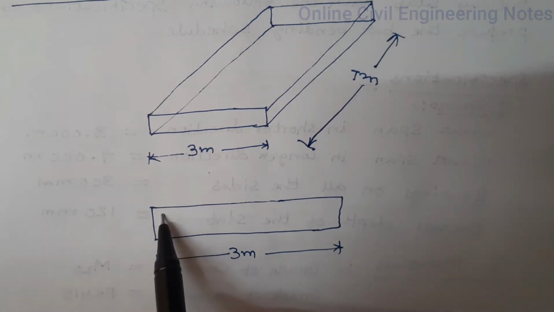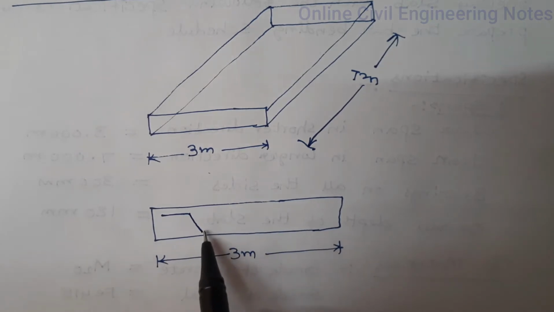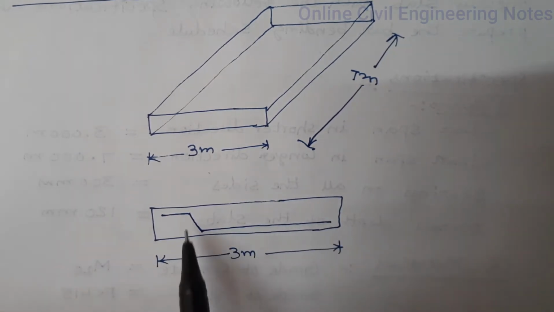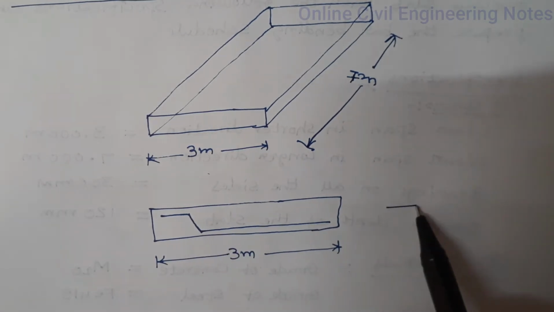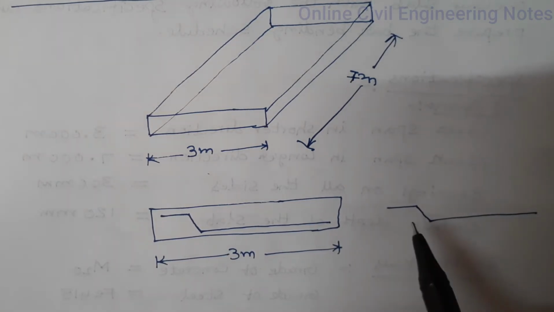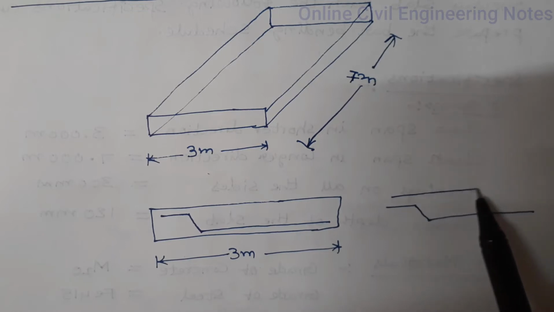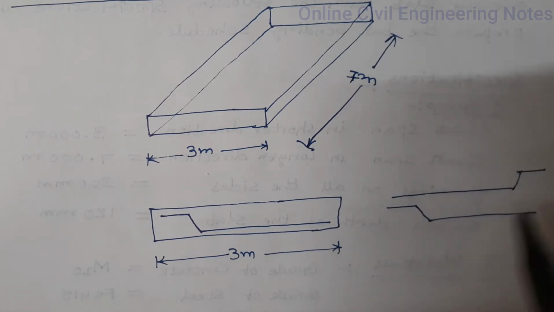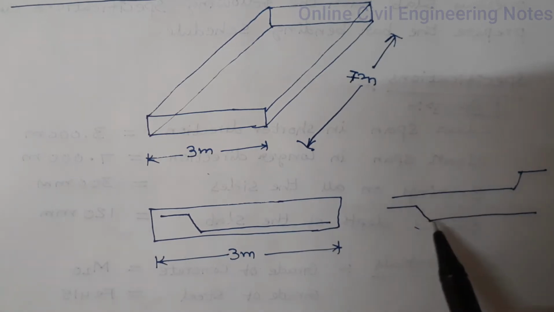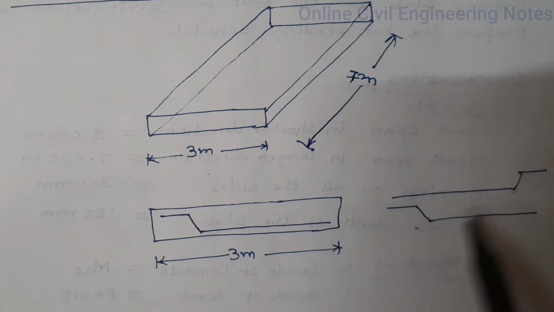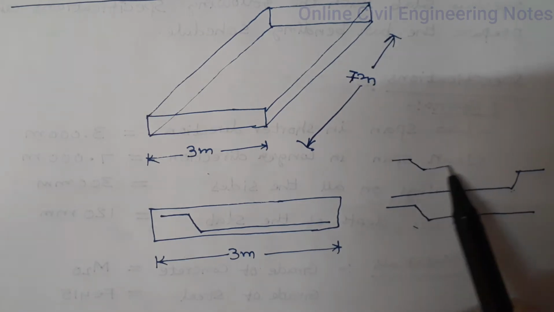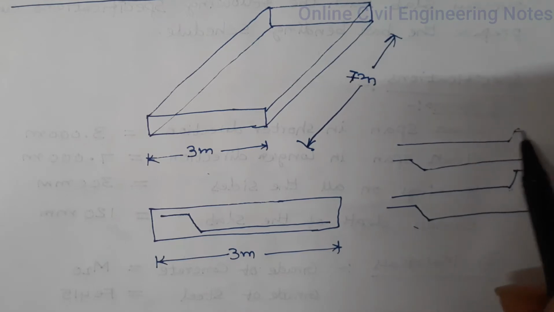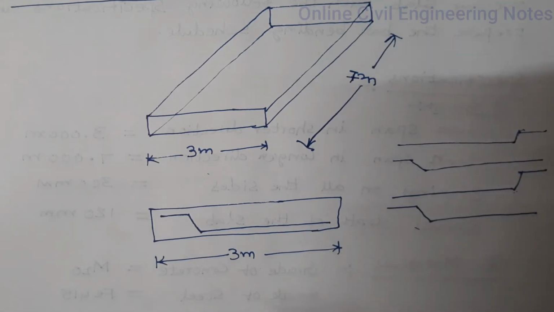The main bar is cranked on one side. So this is the cranked portion of a main bar. These cranked bars are provided like this. The crank portion is on one side of the bar. One bar is placed like this and another bar is placed like this. Crank on this side and next bar is having a crank like this. See, this type of arrangement is made in this slab.